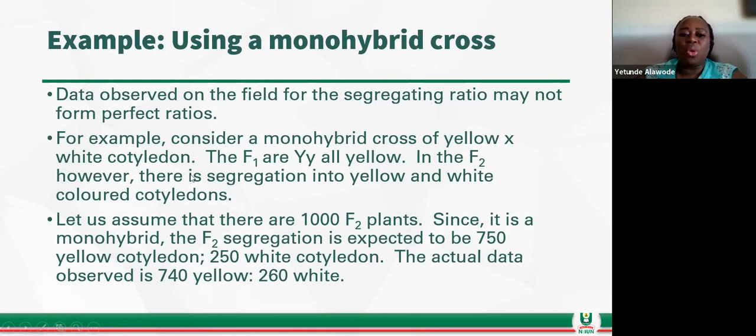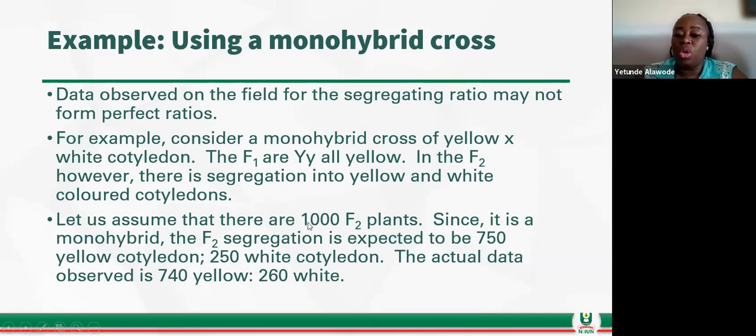So the F1 is all yellow. And in the F2, however, you know they have said that it is a monohybrid cross. So you expect that in the F2, you get a 3:1 ratio of yellow and white. So the assumption here is that we planted 1,000 F2 plants. And since it's a monohybrid cross, the segregation ratio is expected to be 3:1. That means 750 for the yellow cotyledon and 250 for the white cotyledon.